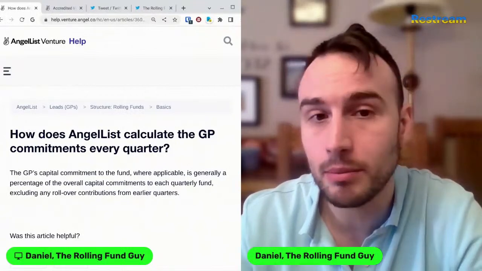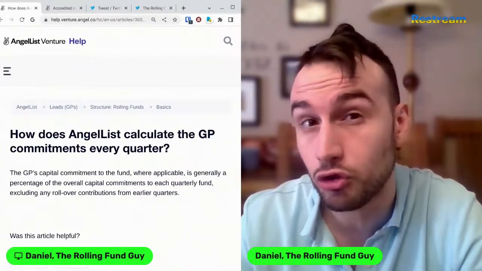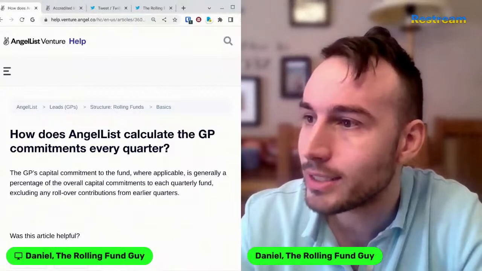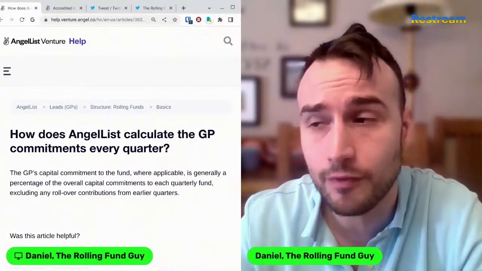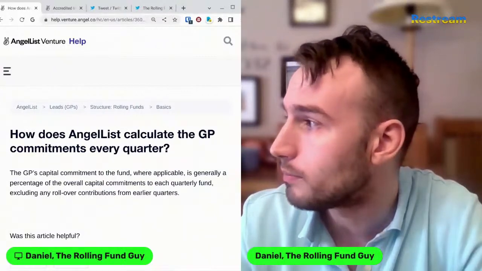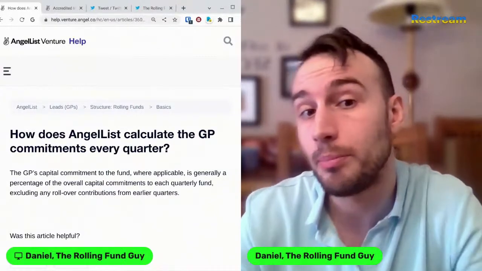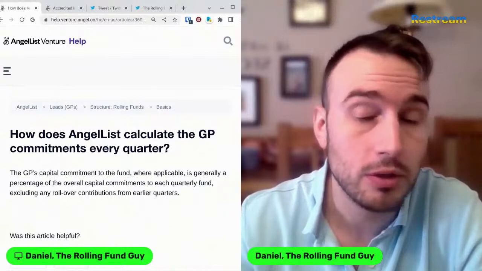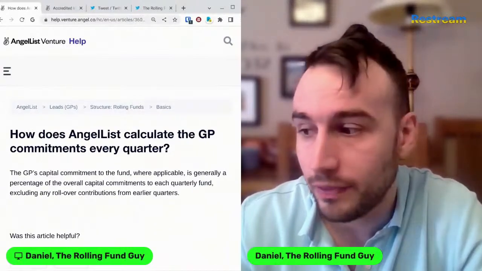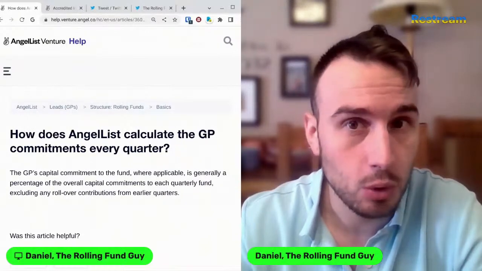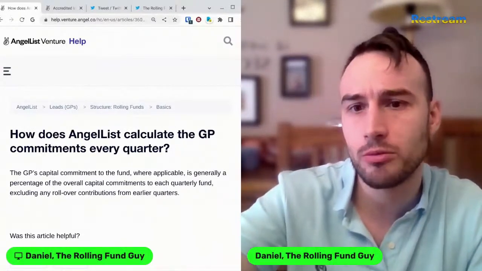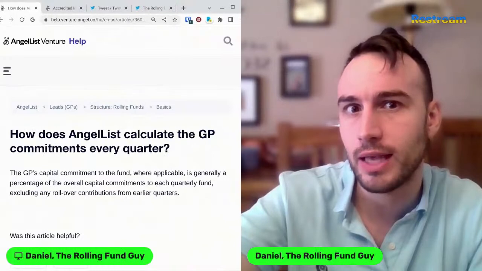AngelList does have a minimum for how much you as a GP need to contribute to your fund. It's not terribly much. No, AngelList doesn't have material stating that, but I've heard from other founders and rolling fund leaders that the average GP on rolling funds is throwing in about 1% of the total value, which doesn't sound like terribly much. We'll see if AngelList clarifies that in these FAQs.